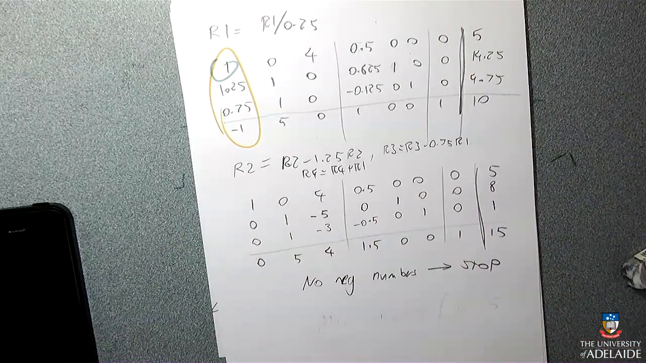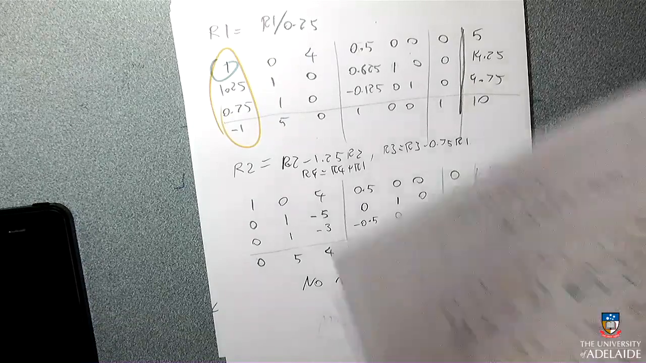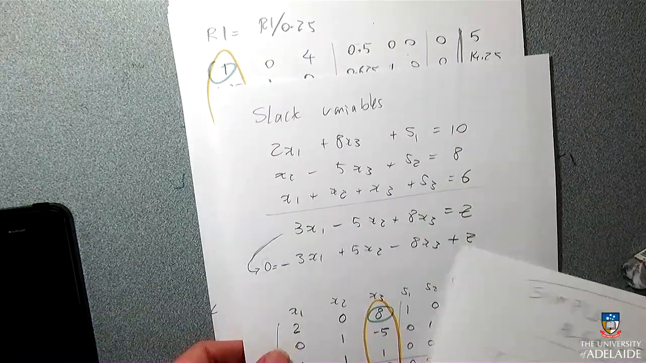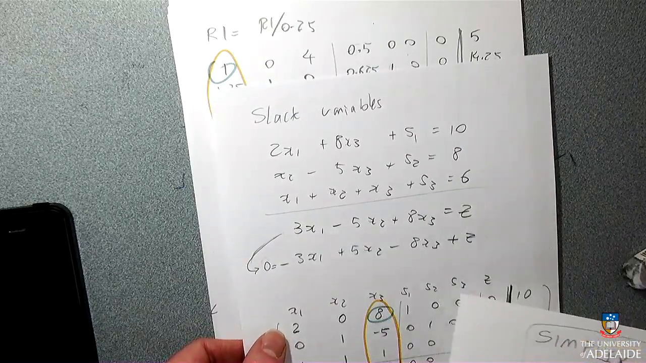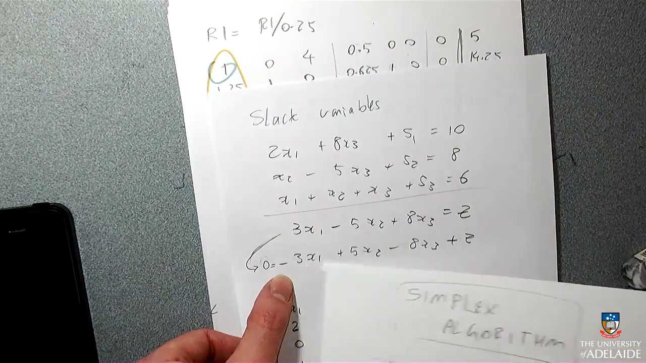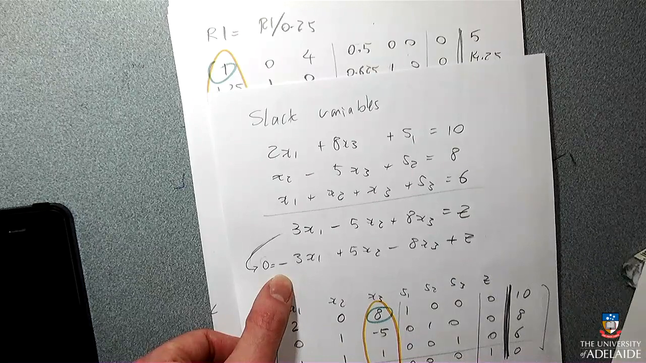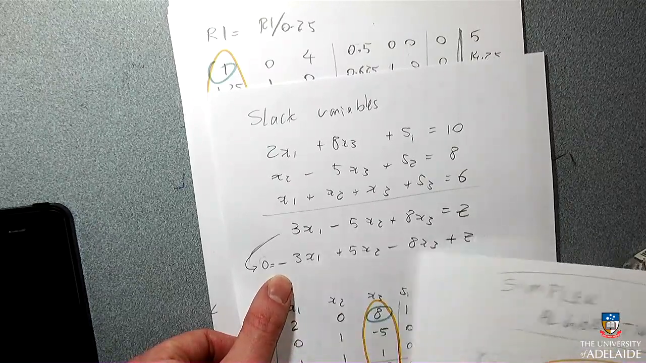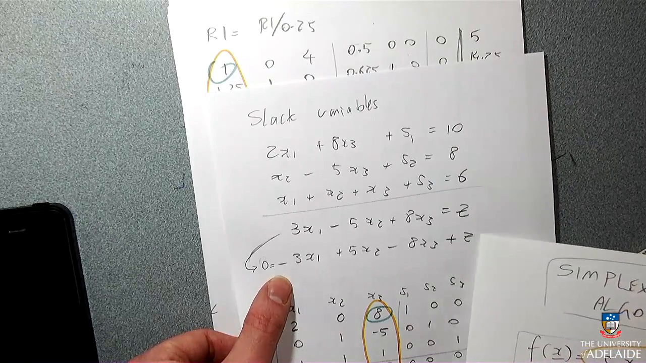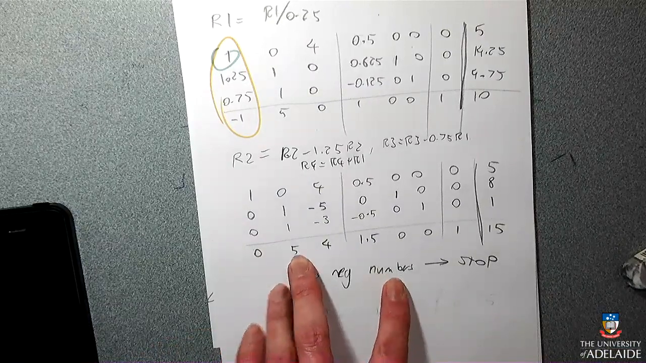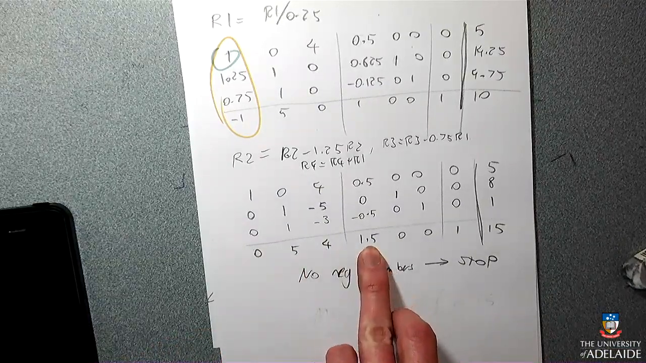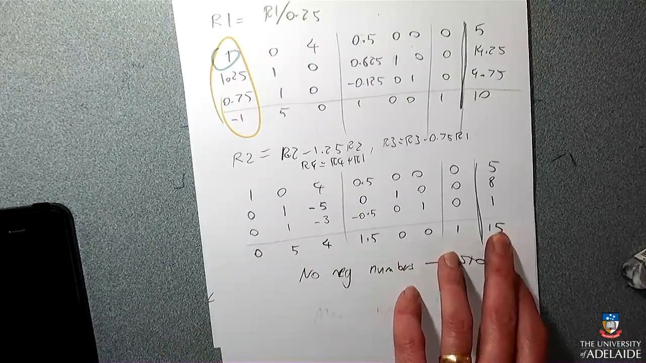Sorry? Yeah, well, where did that come from? So that came from here, where we called it z. Z was what all of this was equal to. And so this calculation of z minus all of this stuff came out to 0. So this is now telling us that 5x1s and 4x2s and 1.5 s1s and z is 15.